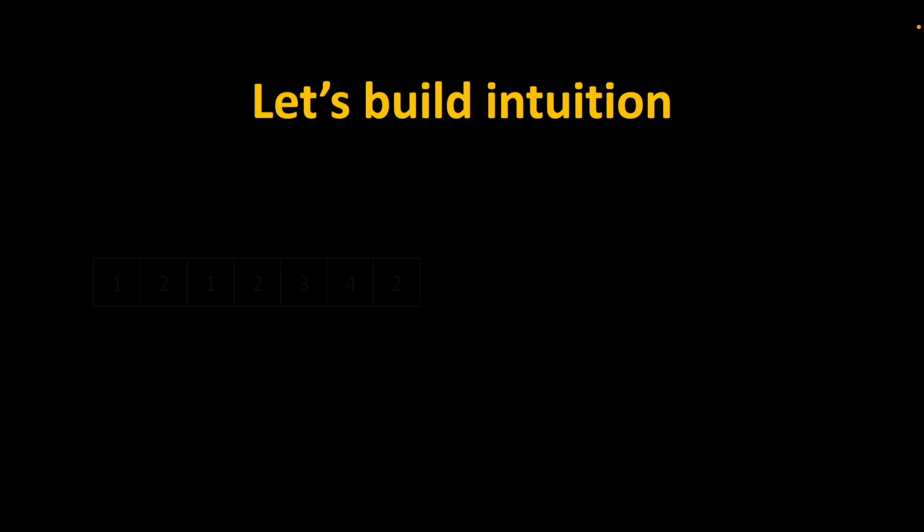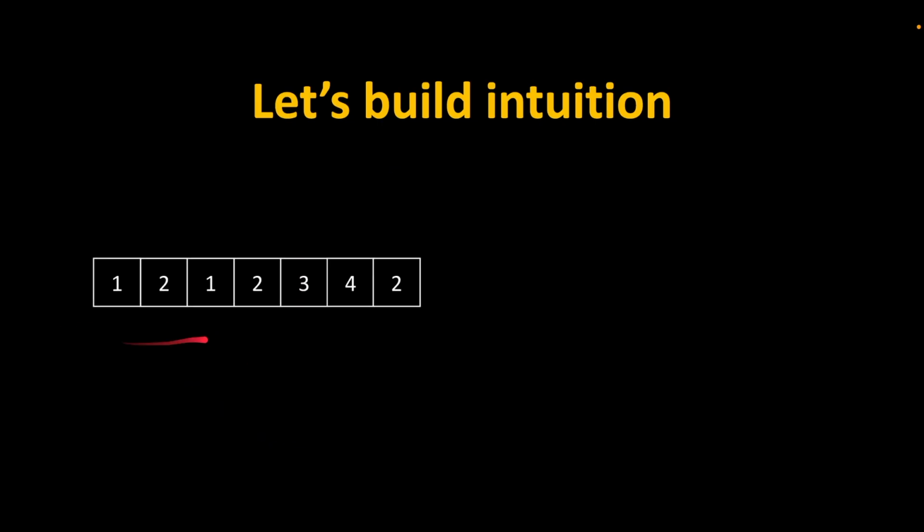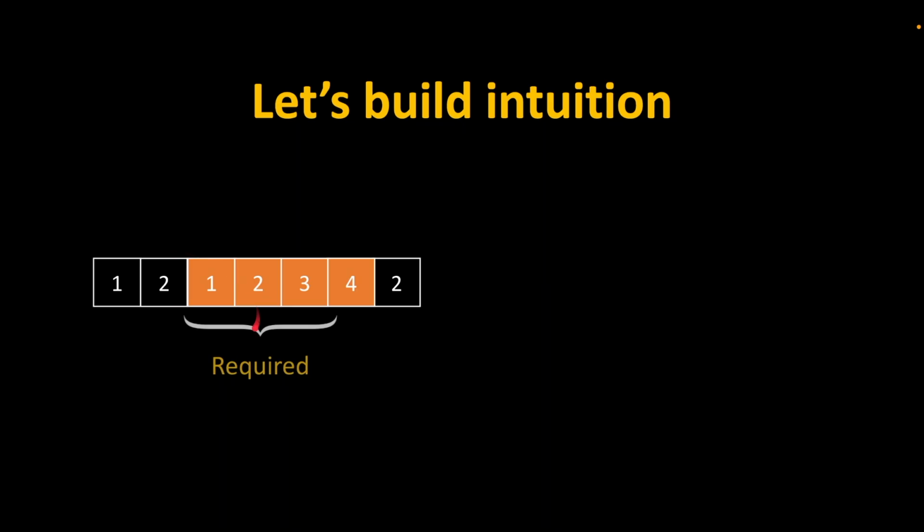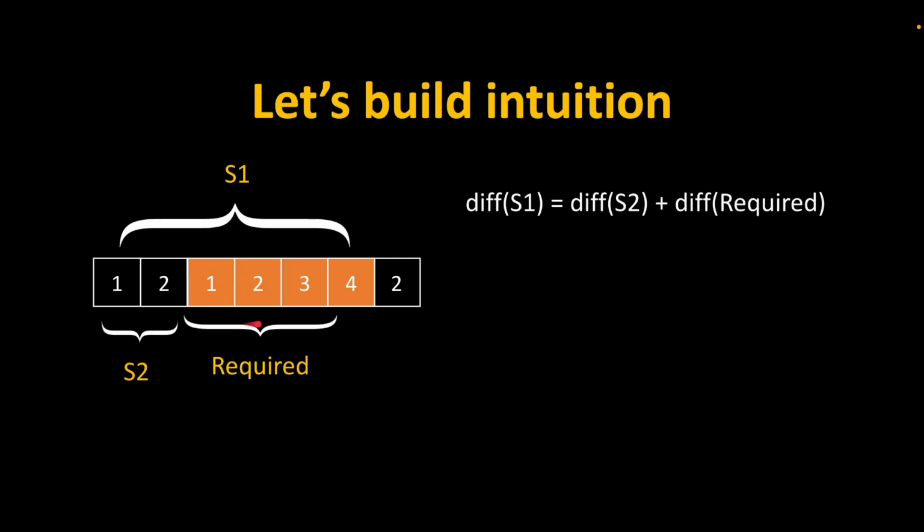Let's take one more example to clear our understanding. This is our array, and we can see this is our required subarray. This is S1 and this one is S2. From the previous equation, diff of S1 equals diff of S2 plus diff of required, and we know diff of required is 0. So diff of S1 equals diff of S2.